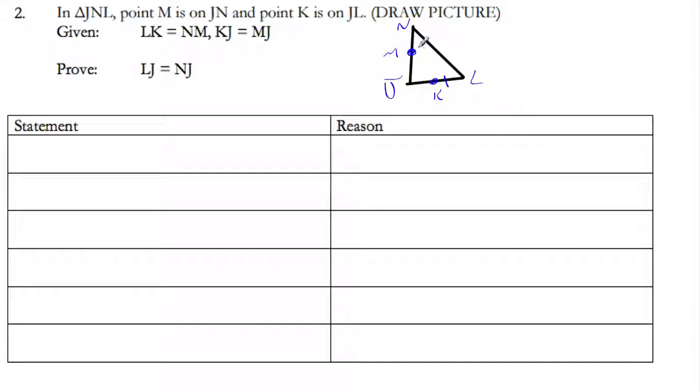Okay. So KL is equal to NM, and KJ is equal to MJ. So we want to prove that LJ is equal to NJ, that those two sides are equal to each other. Well, let's start with the given. And so I'm going to say that LK is equal to NM, and KJ is equal to MJ.